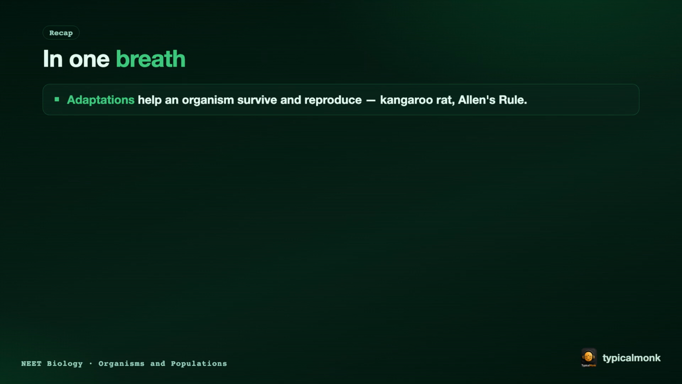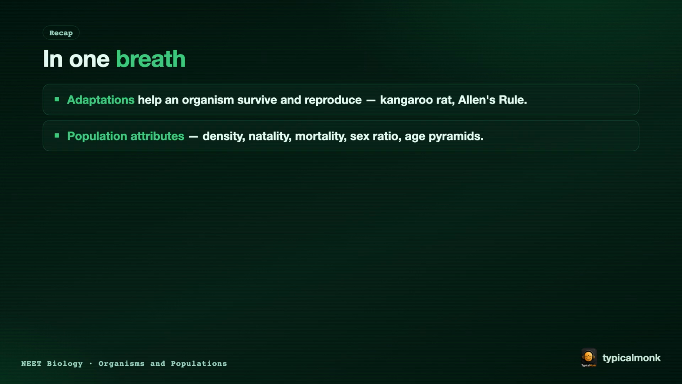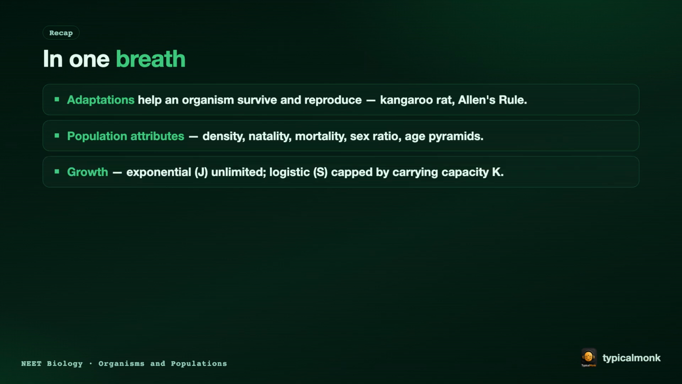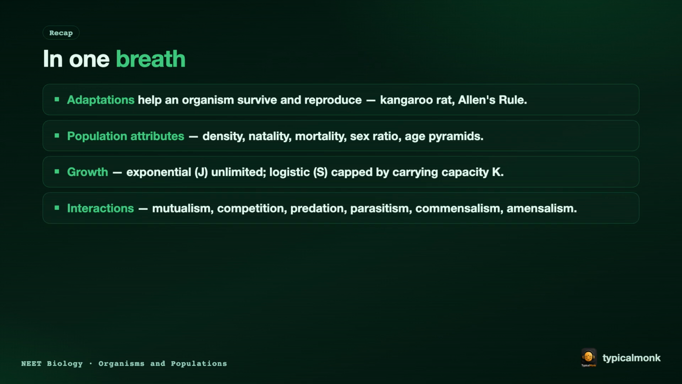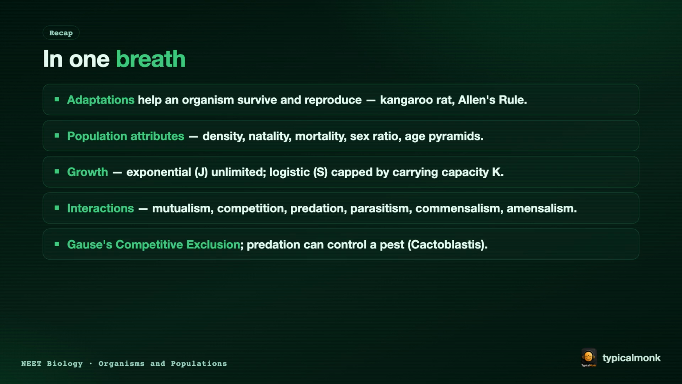Let us gather it all in one breath. Adaptations help an organism survive and reproduce. The kangaroo rat, Allen's rule. Population attributes, density, natality, mortality, sex ratio, and age pyramids. Growth, exponential, that is J, unlimited, logistic, that is S, capped by the carrying capacity K. Interactions, mutualism, competition, predation, parasitism, commensalism, and amensalism. Gause's competitive exclusion and predation can control a pest, as with Cactoblastis.